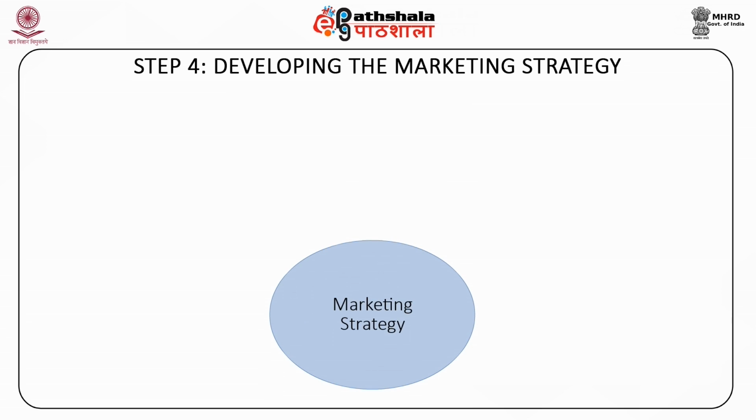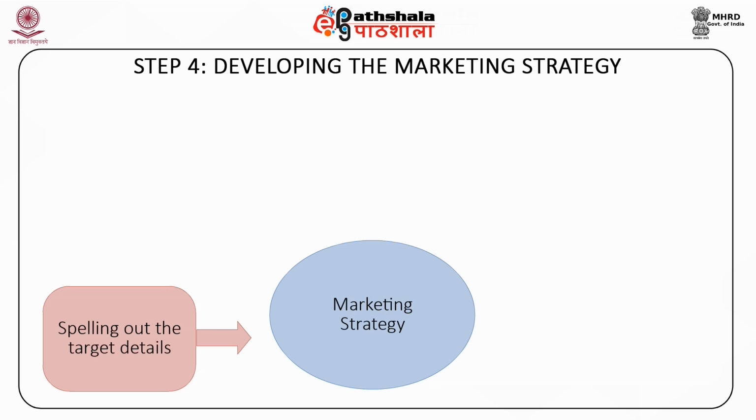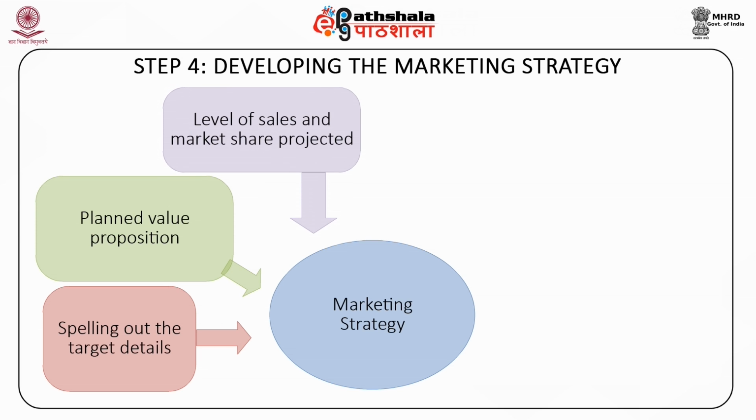This step broadly consists of the following elements: spelling out the target market details, location, demographic, lifestyle, main decision maker for the purchase, and so on. The planned value proposition for the product, how the product shall be positioned in the market and what value it seeks to provide to customers. Level of sales and market share projected for the first 3 to 5 years, the planned pricing strategy, distribution and marketing budget.